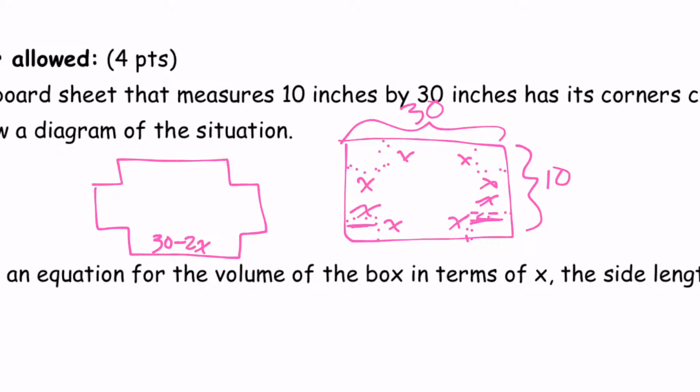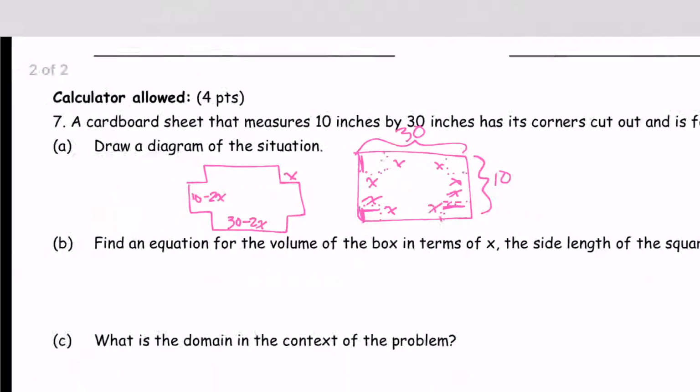And then the other side should be 10 minus 2x, because again, I've cut out x there and x there, leaving that middle bit, which is 10 minus 2 times whatever x is. And then I have my corners, which I've labeled x. The little squares, those are the lengths I've cut out.